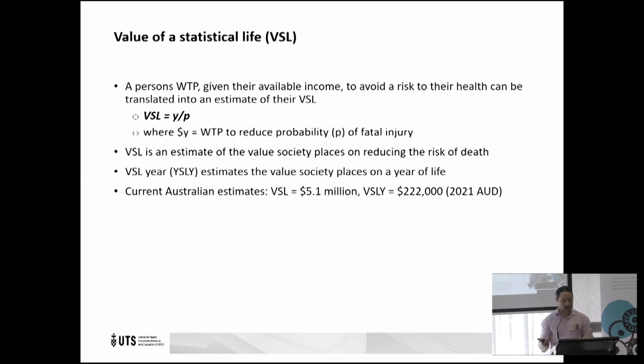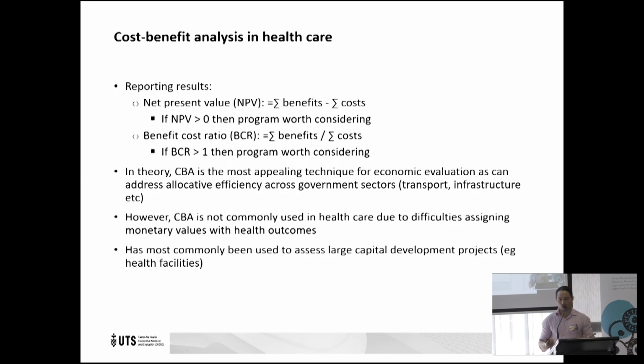But there are a number of assumptions again with these methods. When we report cost-benefit results, different to the ICER, we use this idea of a net present value or a benefit-cost ratio. And essentially, it's just trying to identify, do the benefits outweigh the costs? As I mentioned earlier, in theory, a cost-benefit analysis is great because it provides the most information to government if they want to make decisions about how best to spend their scarce resources. But it's still not commonly used in healthcare due to those methods I've spoken about. They're still in their infancy. There's still some controversy about some of those methods.